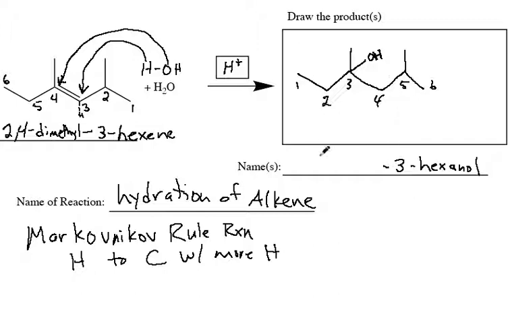And there are 2 methyl groups, so it's 3,5-dimethyl 3-hexanol. So the product of the hydration of 2,4-dimethyl 3-hexene is 3,5-dimethyl 3-hexanol.